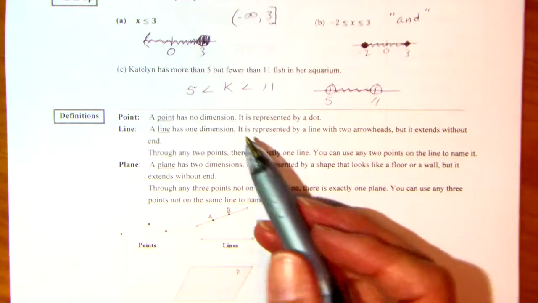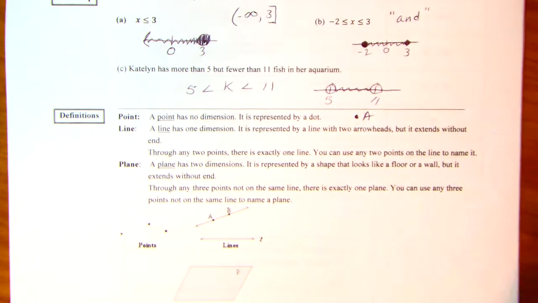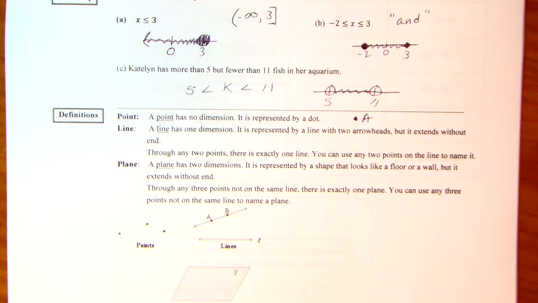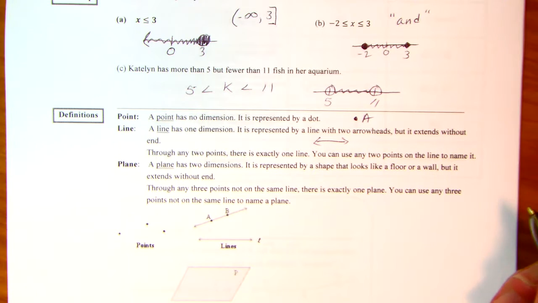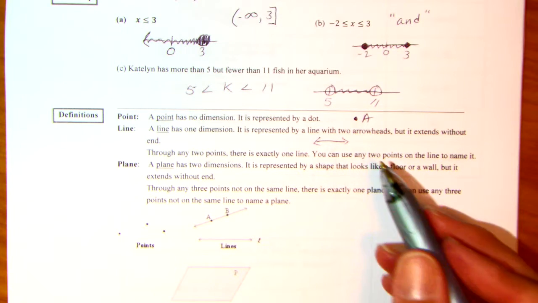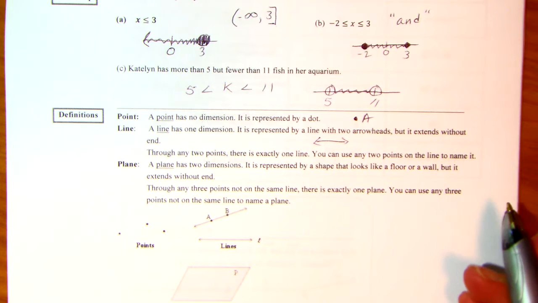Definitions. A point has no dimension. It's represented by a dot. We can call this point A. A line is one dimension. It's represented by a line with 2 arrowheads, but extends without end, meaning it goes on forever. If you don't put those arrowheads on there, it's called a segment. So you want the arrowheads so we know it's a line. You have to be precise.